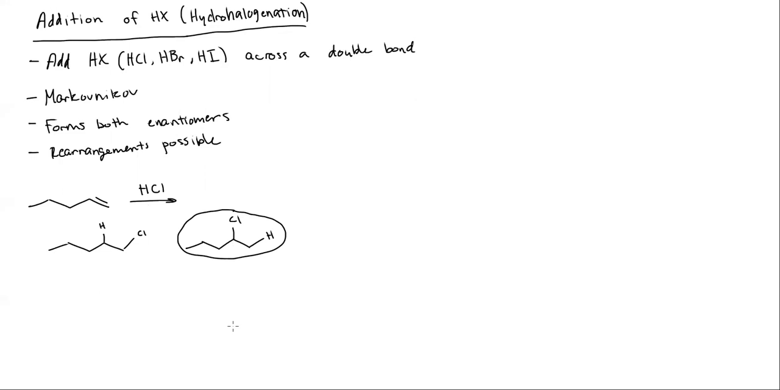Markovnikov reactions are reactions where if I'm adding a hydrogen and something else, the hydrogen goes where there are more hydrogens. If I look at this carbon here, it has two hydrogens on it, and this carbon has one hydrogen. So where does hydrogen go? It goes where there are two hydrogens instead of one. So that's why hydrogen goes here, which means chlorine has to go on the opposite carbon. So that's why that's correct.